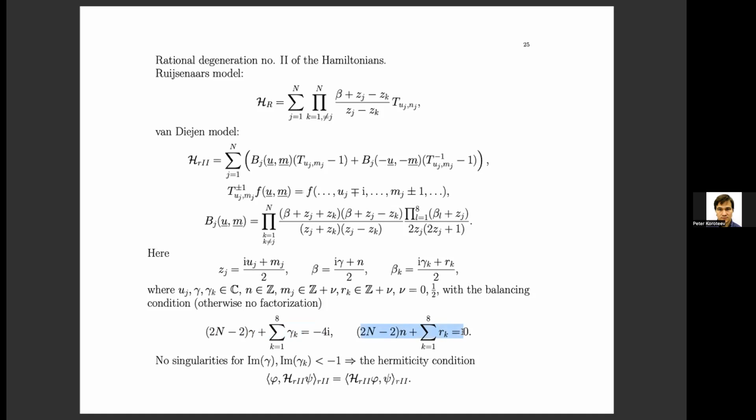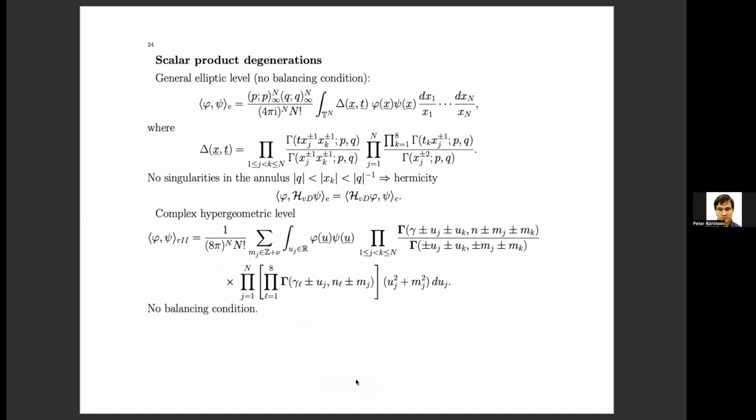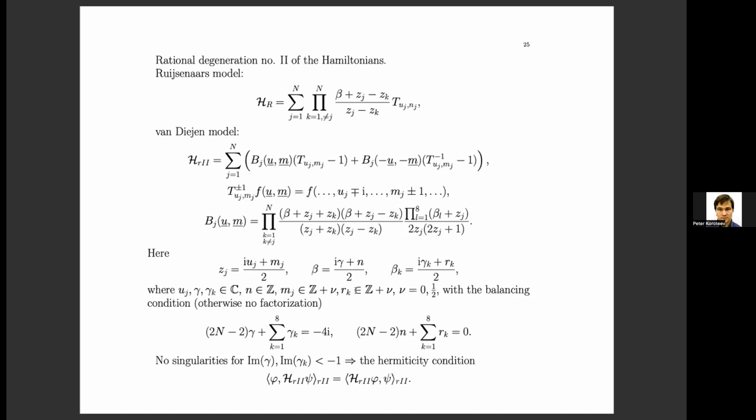And one can check that this Hamiltonian is Hermitian with respect to the measure which I introduced on the previous slide. So everything works rather well. Actually, this relation is true for the fully general Van Diejen Hamiltonian. I need this for this representation, but I can abandon it. It will be the same. This Hermiticity condition will be true for the generic case when I work with this integral without any constraint. But the interesting thing for me will be when I impose this balancing condition.